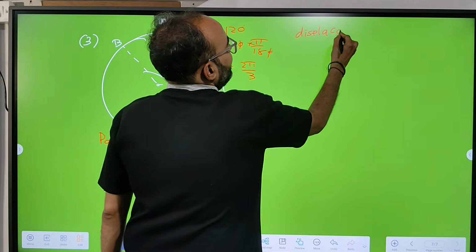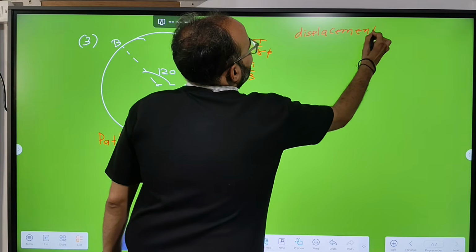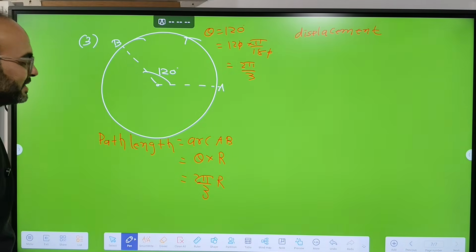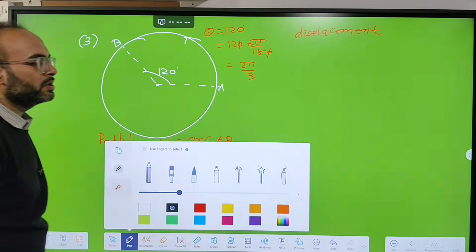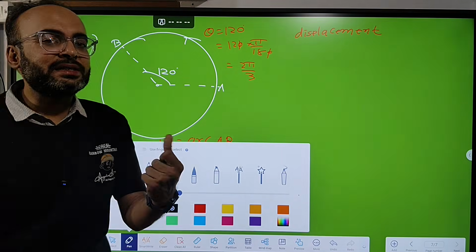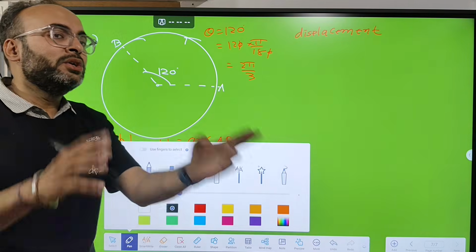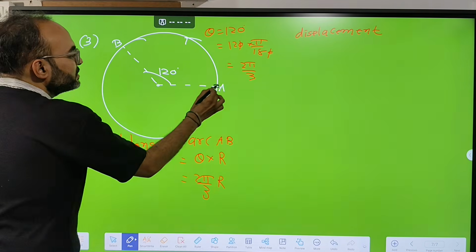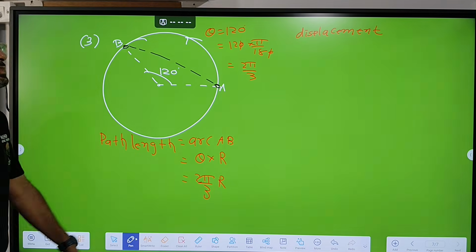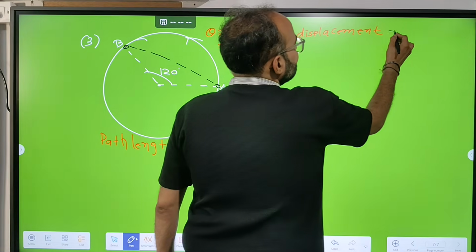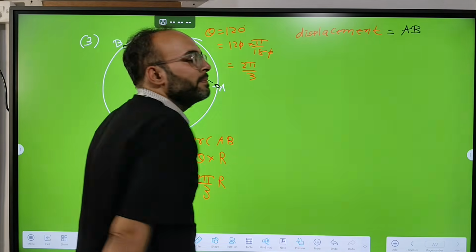Now we want to find displacement. Chalo, how to find displacement? Now it is very interesting. As we know, displacement means shortest distance. How to find shortest distance? Join initial and final position by a straight line. Chalo, so what is our displacement? Our displacement is AB.